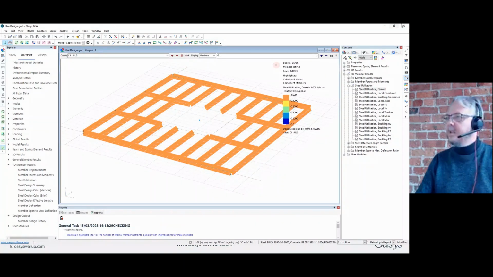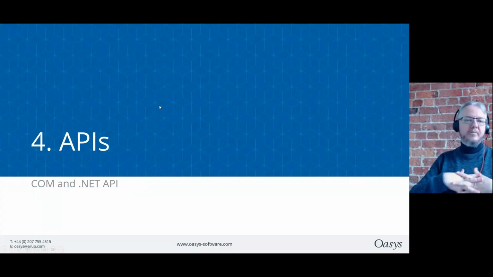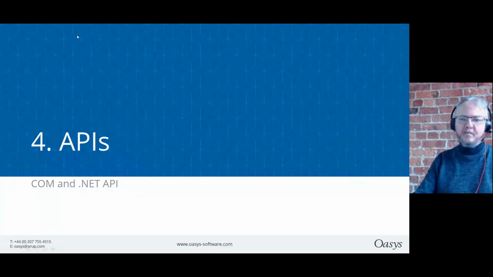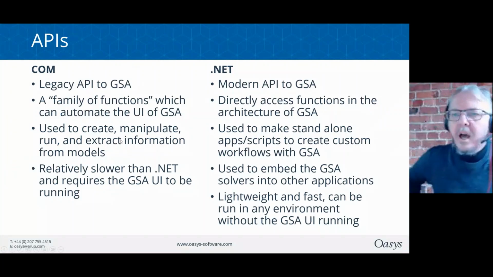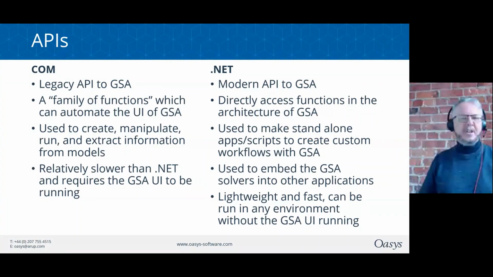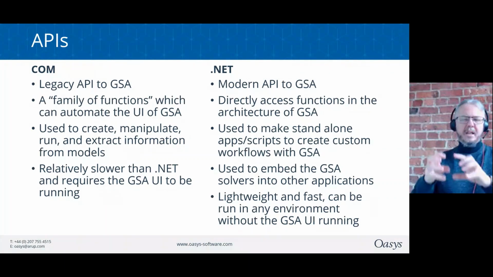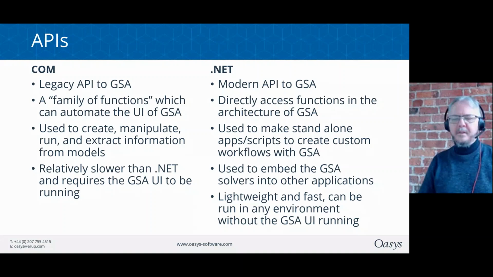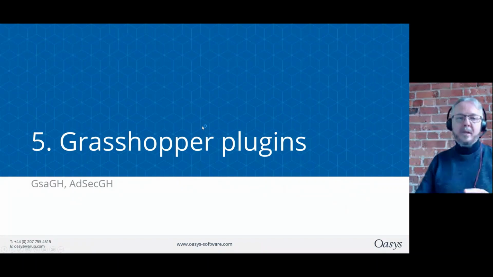And we are out of time. So what else can we do with GSA? I mentioned APIs. We've actually got two APIs in GSA. The old COM API, which interacts directly with the GSA interface, whether it's showing or not, and then the modern .NET API, which interacts much more directly with the GSA engine. So it is considerably faster. In fact, this is what we're using in the new Grasshopper plugins.